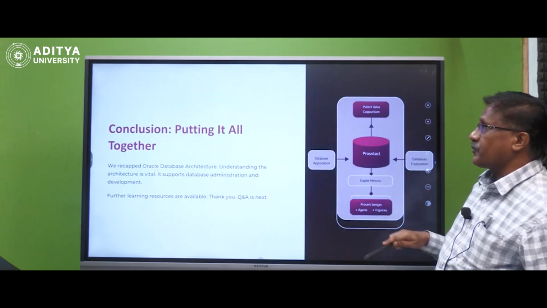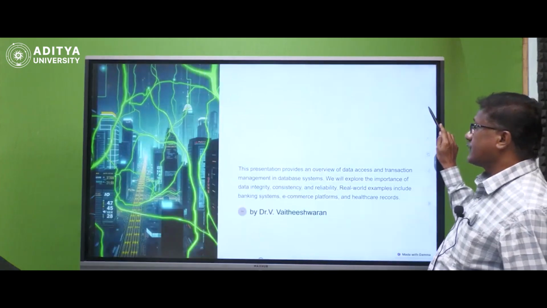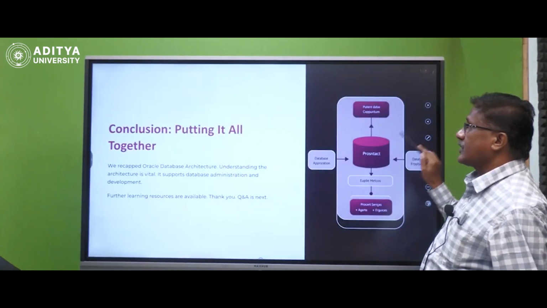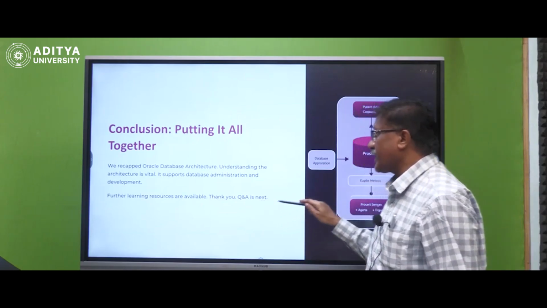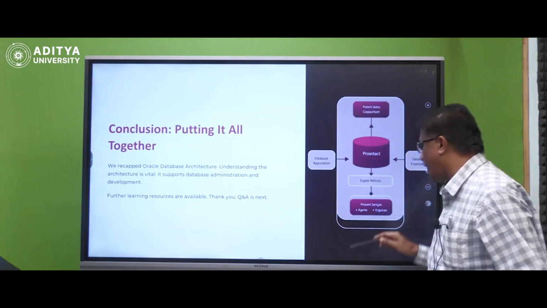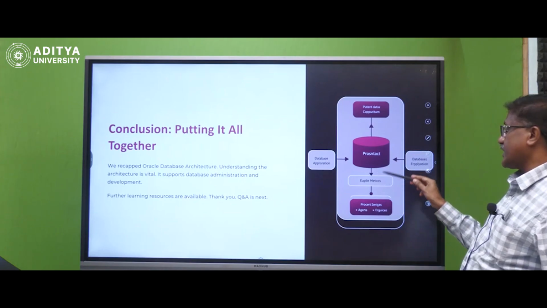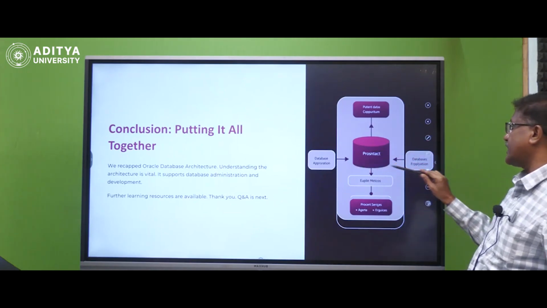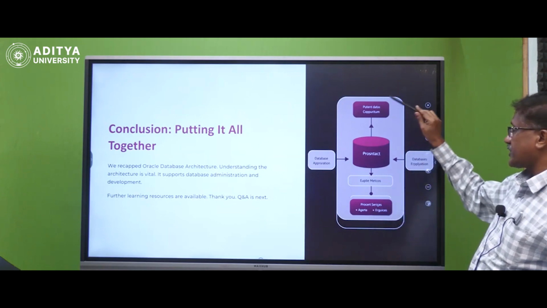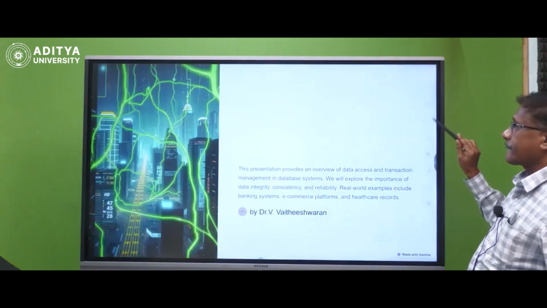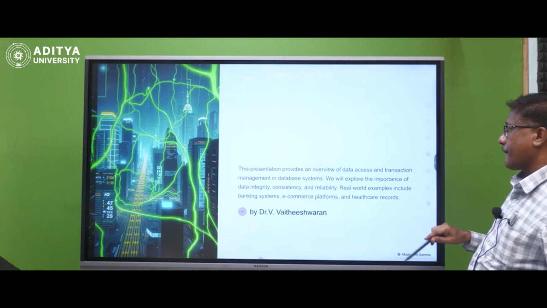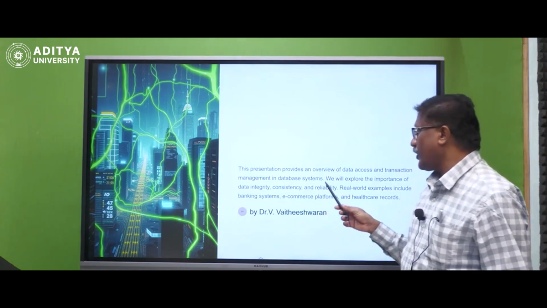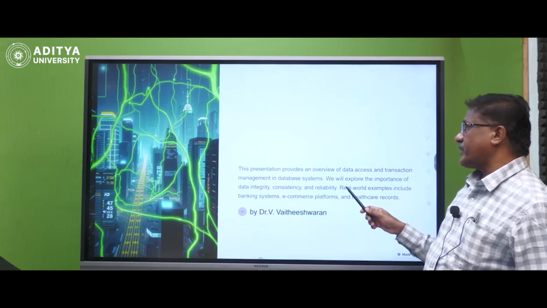Now, conclusion. If you put it all together, we have this database architecture in this form. This is one small area, database replication, database encryption. All the processes are happening here. So the last point is data access and transformation.